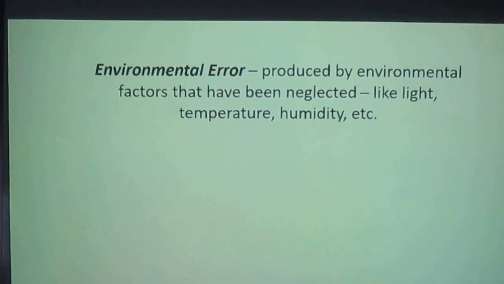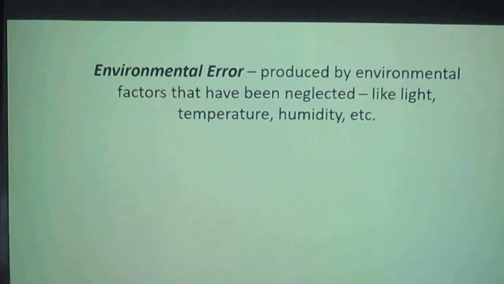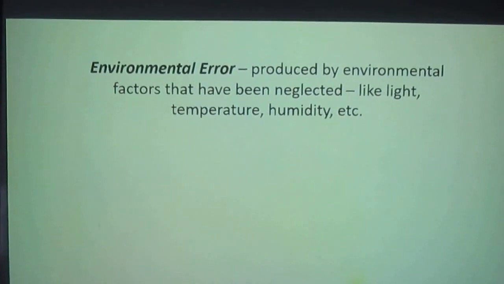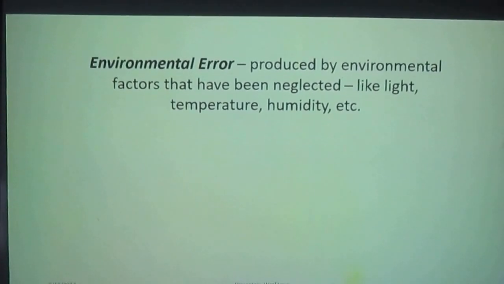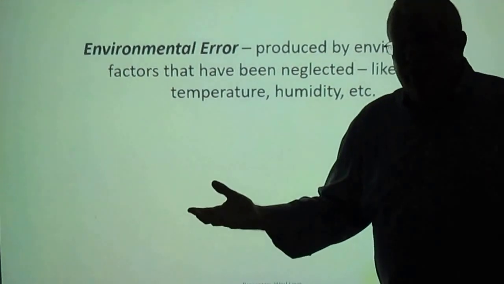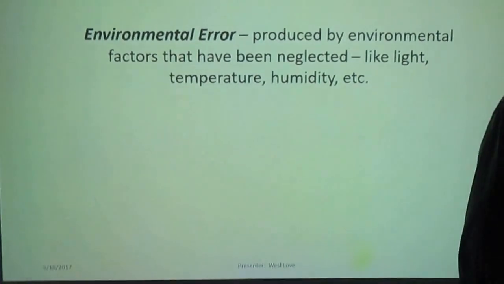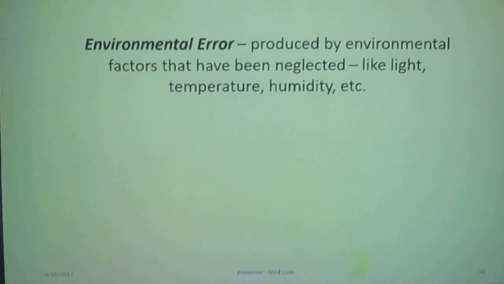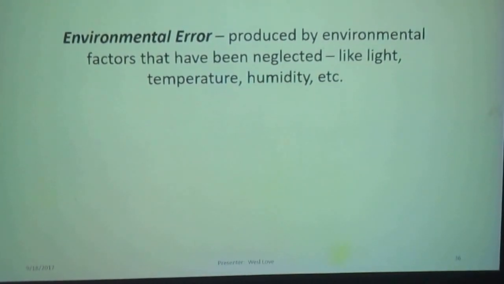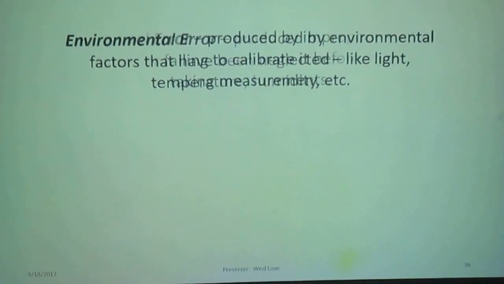Environmental error. If we forget to put the mice in the same environmental conditions, we put one group of mice in a room where the humidity and temperature is the same as the other group, but we didn't control the lighting. One group gets light for 8 hours a day, the other gets 12. Well, that can change results. That's a systematic environmental error.